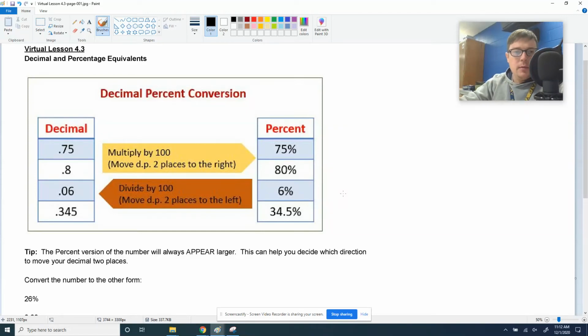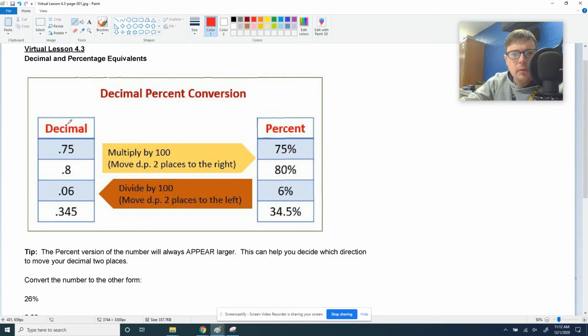We're doing virtual lesson 4.3, and it is about decimal and percentage equivalents, converting between them. This is not a seventh grade skill, something you should have learned before. So we're going to make this pretty quick. But before we do the next lesson, it's really important that you know how to do this. So I'm just going to go over it.